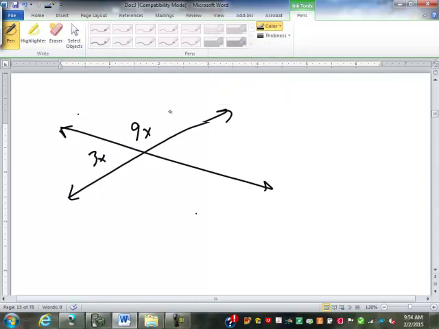I want to know how big each of these angles are. Well, I just label them as 3x and 9x. Is that enough information to figure out how big they are? Well, it is, because I know that those two angles have to add up to 180. They're supplementary. They make a straight line across here. So I know that the 3x angle plus the 9x angle has to add up to 180.